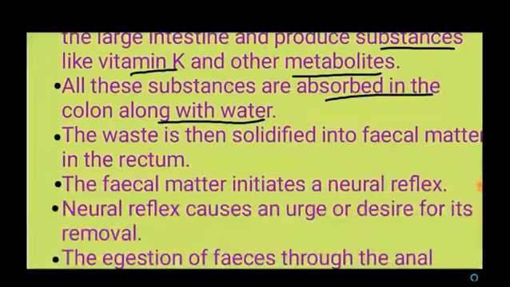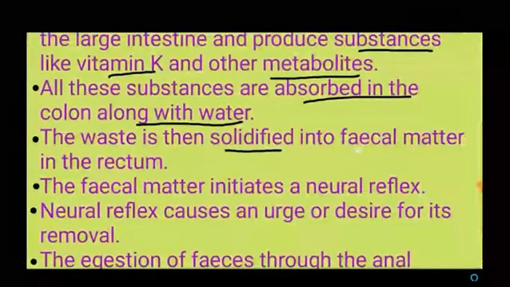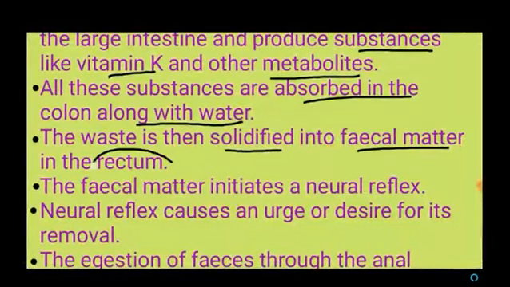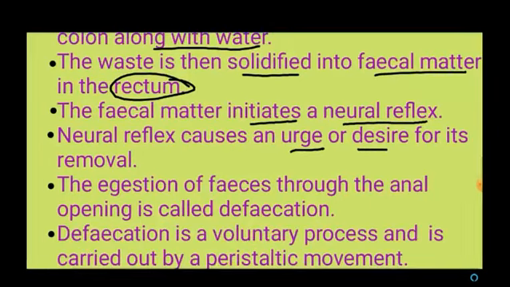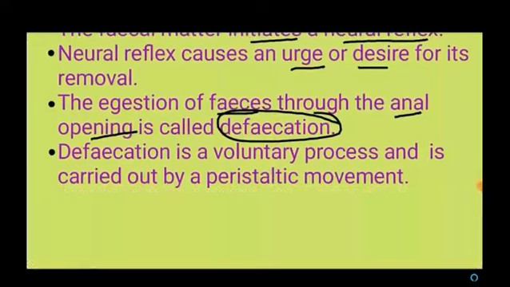After that, the remaining waste is solidified into fecal matter in the rectum. Then this fecal matter initiates a neural reflex. This reflex causes an urge or desire for its removal. The removal of feces through the anal opening is called as defecation, and this defecation is a voluntary process and it is carried out by the peristaltic movement of the digestive tract.